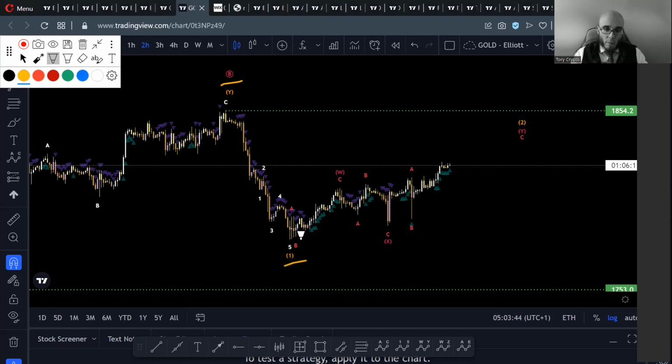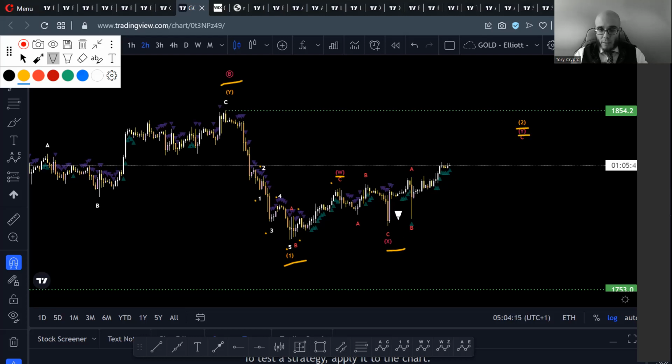So we did do the wave 1. We're in the process of accomplishing wave 2. Wave 1 subdivided into 1, 2, 3, 4, 5, with 5 not being the shortest wave, if not, it would invalidate the count. And then you have an A, B, C, which forms a W, an X wave with an ABC in it. And now we are accomplishing wave Y.